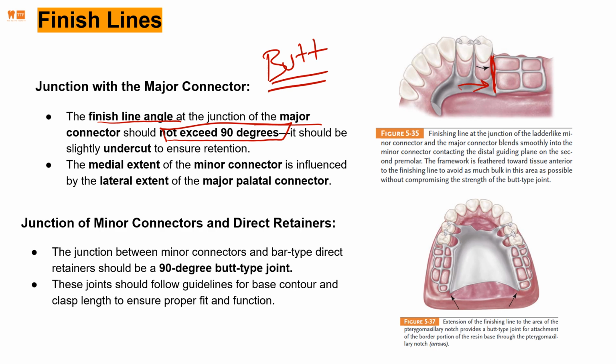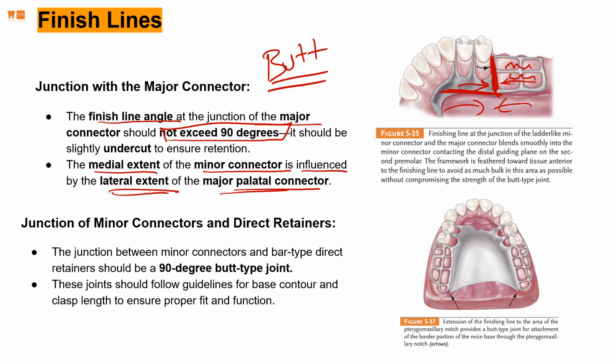This is a major connector, and this is where the acrylic will kind of go around this denture base area, retention area, and this is where it would meet, right here. All it's saying is that it should not be more than 90 degrees from the major connector. Very, very basic. Medial extent of the minor connector is influenced by the lateral extent of the major connector. That's literally this: lateral of major, medial of minor.